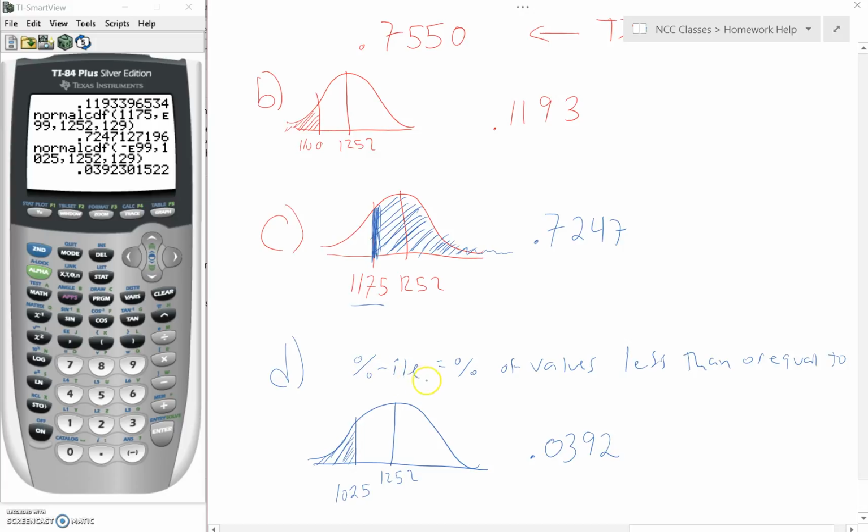So the percentile rank is what we're looking for now. We just need to convert this into a percentage by multiplying by 100. And this would become 3.92%. However, percentile ranks always need to be written as a whole number. So this would be the 4th percentile. And that's my shorthand notation for percentile, and that's how we answer A through D.